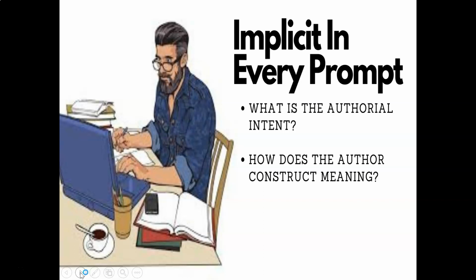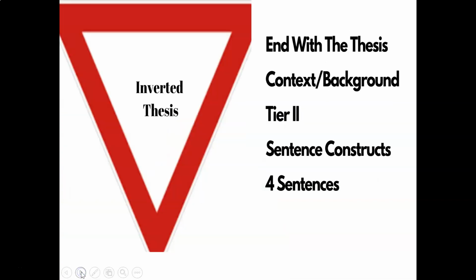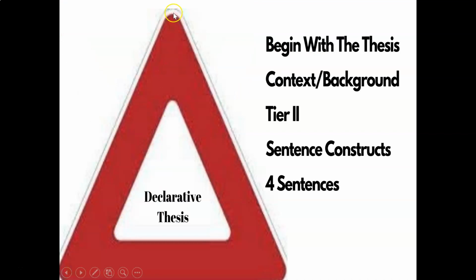So what is the authorial intent, and how does the author construct meaning? Well, let's talk about how we're going to do that. I'm going to go right to the inverted. What my students do is they take 3 sentences answering the question, what is the authorial intent? The last sentence is, how does the author construct meaning? And that's the thesis. When you get to the construction of meaning, it's the thesis. So that's why we're calling it an inverted thesis. So you end with the thesis. When you declare, you start with the thesis.